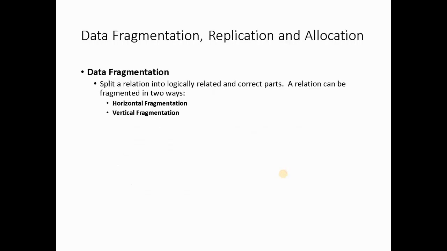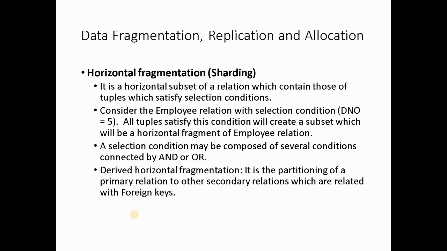Okay, so data fragmentation, again, we can talk about in multiple ways. In this part, we are going to look at how the data is actually put into different parts, and this is called fragmentation. And again, for this we have two ways, horizontal fragmentation and vertical fragmentation. Okay, let's start with horizontal fragmentation. This is also known as sharding.